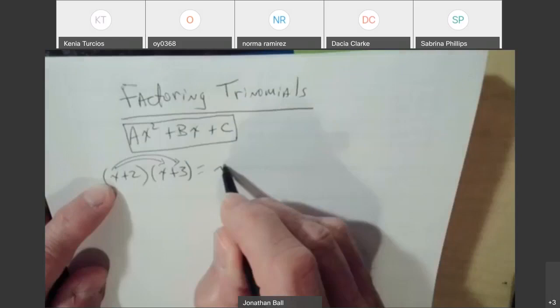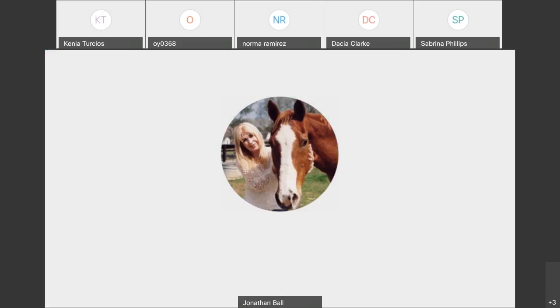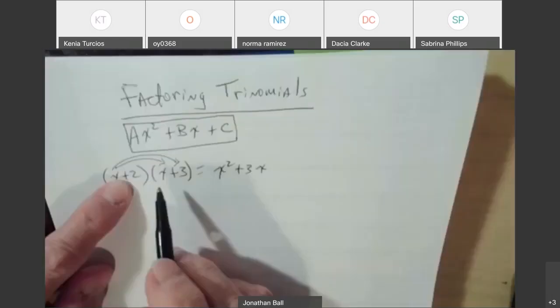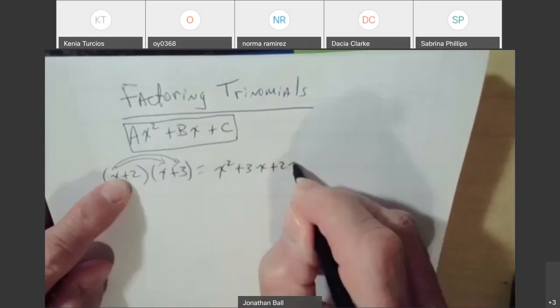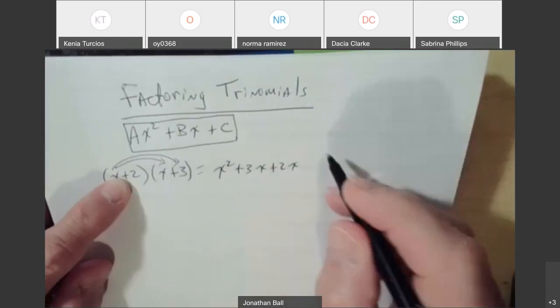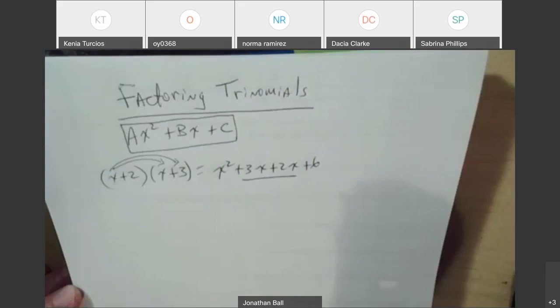X times x is x squared. X times 3 is positive 3x. Now we distributed the x. Now we do the same thing with the 2. 2 times x is plus 2x. 2 times 3 is 6. The middle two terms are common, so we combine those two. So we get x squared plus 5x plus 6.